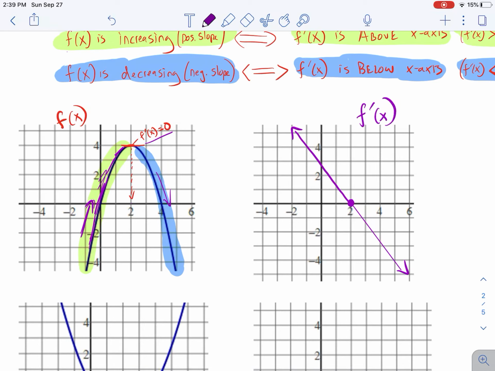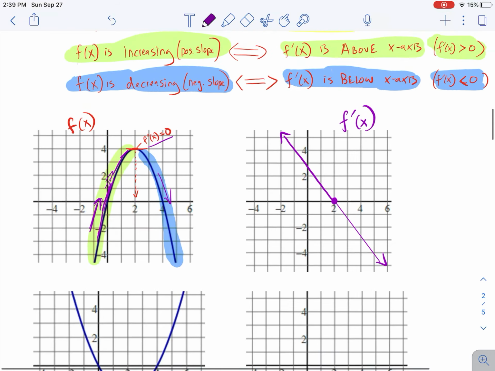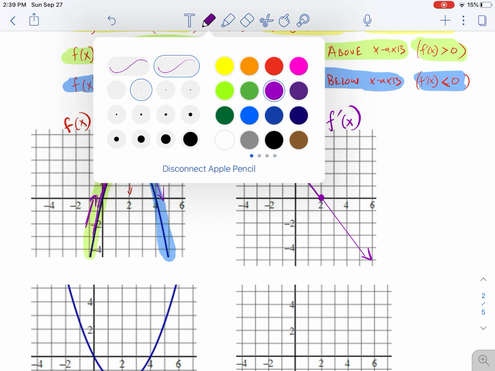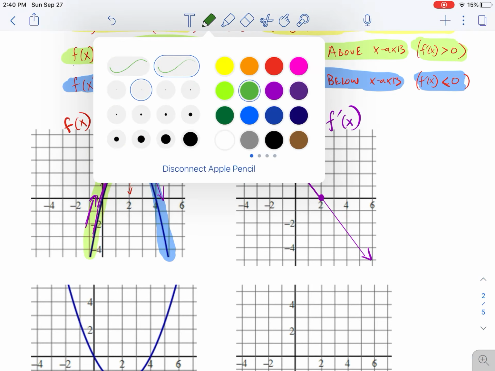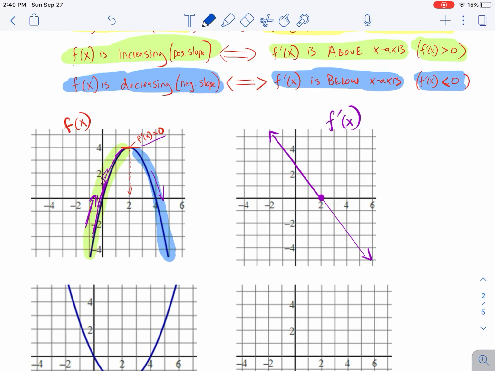That is all I need. And now you might be asking, Mr. K, hold up. How do you know it's a straight line? How do you know it wasn't like curvy? That's still above the x-axis. How do you know it's not curvy here? I'm going to show you how. The original function was a quadratic. Right? You can tell it's a quadratic. It's a parabola. It opens down.